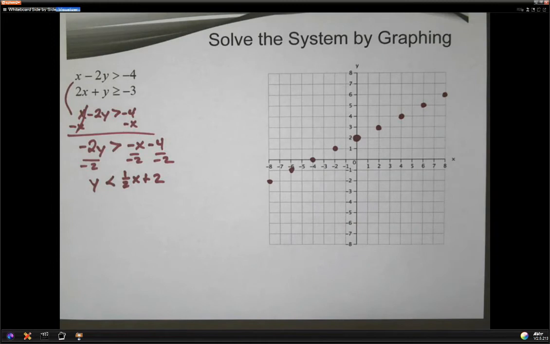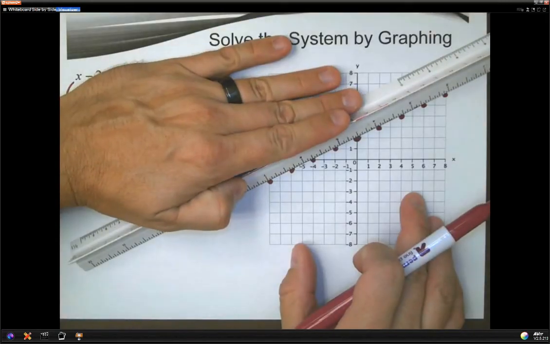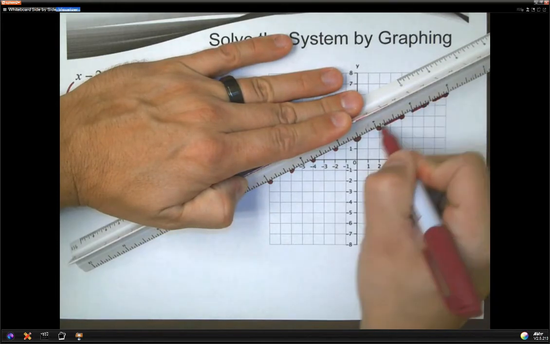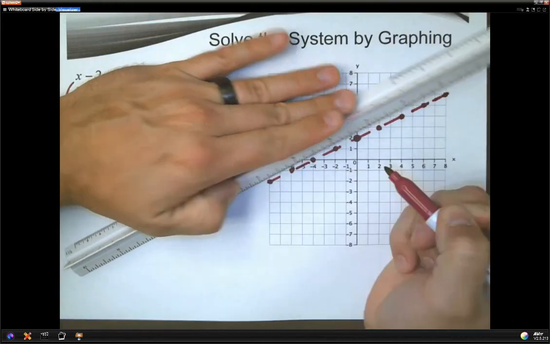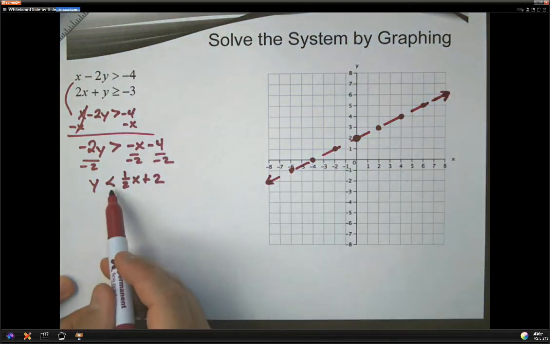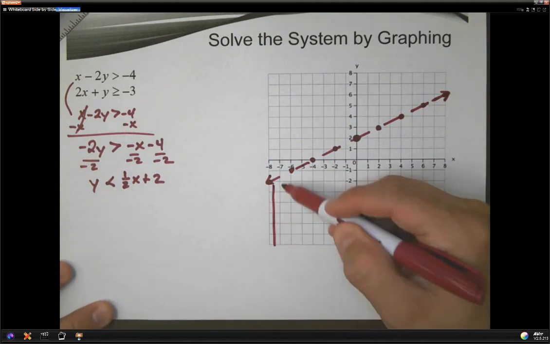Then we determine again if it's going to be a solid or dashed line. It is just less than, it is not equal to. So being that it is not equal to, we're going to have a dashed line. And then it is less than, we did have to flip it, and we are focusing on the final version. And so less than would be below the line.